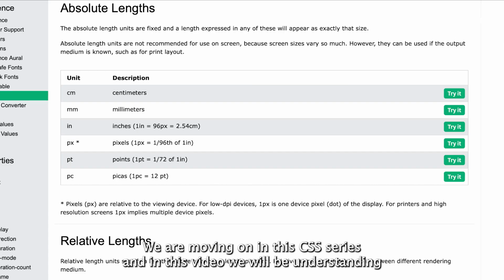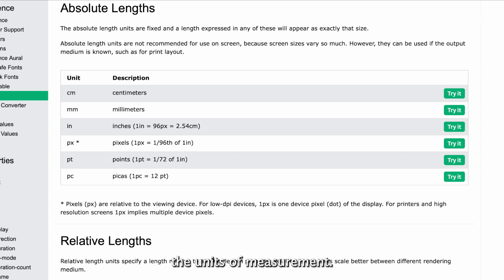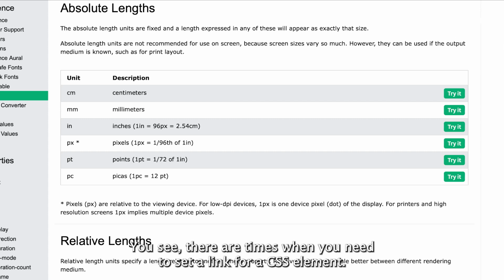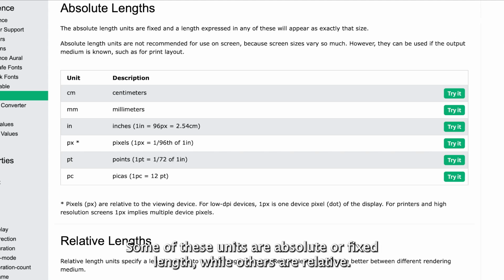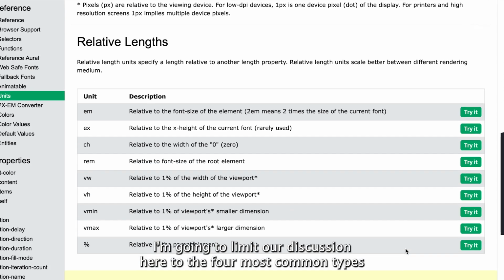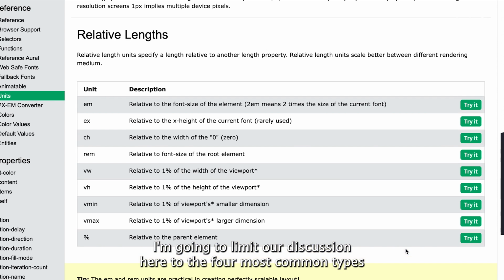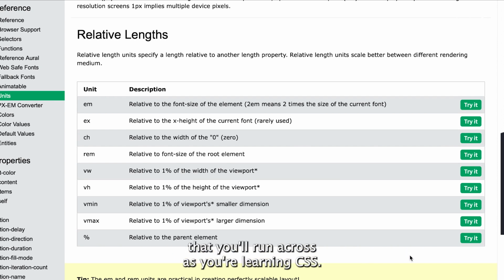Welcome back. We are moving on in this CSS series, and in this video we will be understanding the units of measurement. You see, there are times when you need to set a length for a CSS element. Now, CSS offers support for many units of measurement, including those for both on-screen and print. Some of these units are absolute or fixed length, while others are relative. I'm going to limit our discussion here to the foremost common types that you'll run across as you're learning CSS.